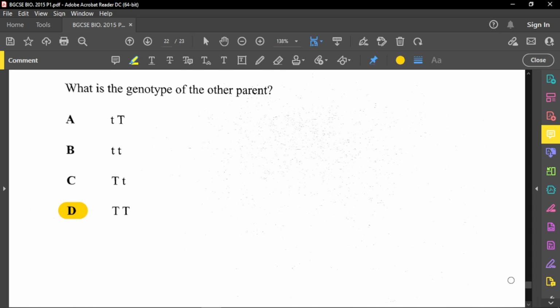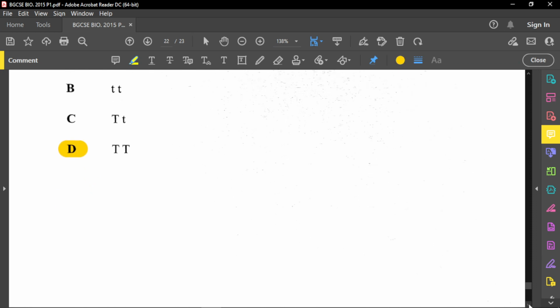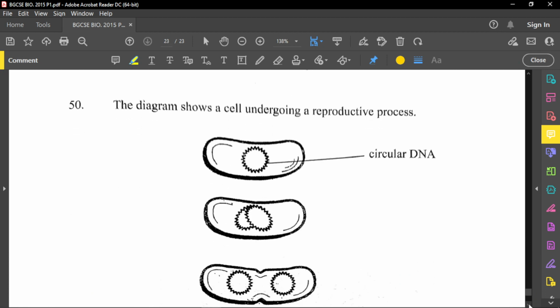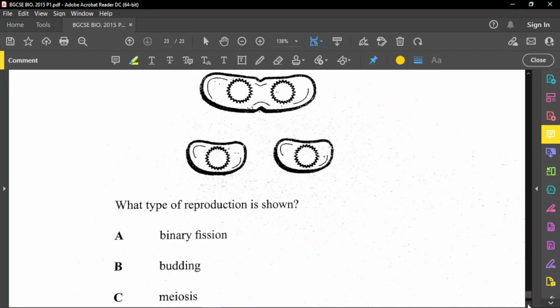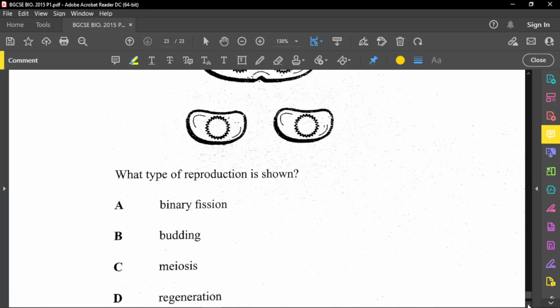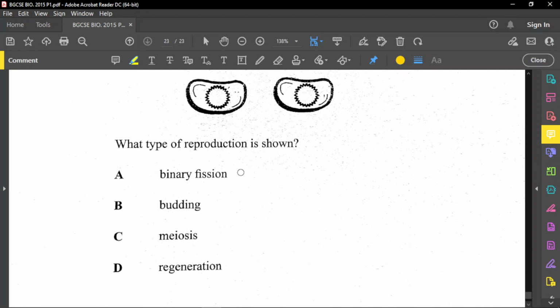All right, and now let's go to the next question, which is the last question. And here the diagram shows a cell undergoing a reproductive process. And once you see circular DNA in the central part, you know that this is a bacterial cell. So this is a bacterium. Circular DNA is in bacteria. So what type of reproduction is shown? Notice that the cell divides into two cells, and this is called binary fission. Fission means to split, binary means two, so split into two, that's binary fission. Bacteria reproduce by binary fission, as a matter of fact.